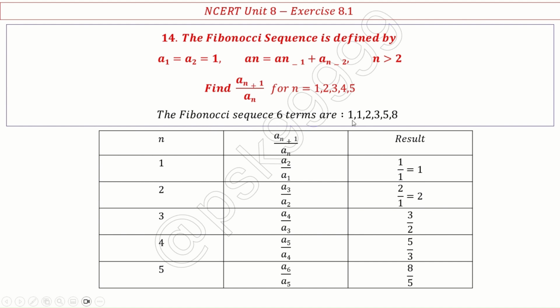So first six terms are 1, 1, and the sum of these two, which is 2, sum of these two, 1 plus 2, 3, and 2 plus 3, 5, then 3 plus 5, 8. This is your Fibonacci series. Now, simple, you just make a table like this. Okay, n, what is the value of n, and then an plus 1 by an, and the result. So for 1, it is 1, for 2, it is 2, for 3, it is 3 by 2, for 4, it is 5 by 3, for 5, it is 8 by 5. So something like this, it goes on.